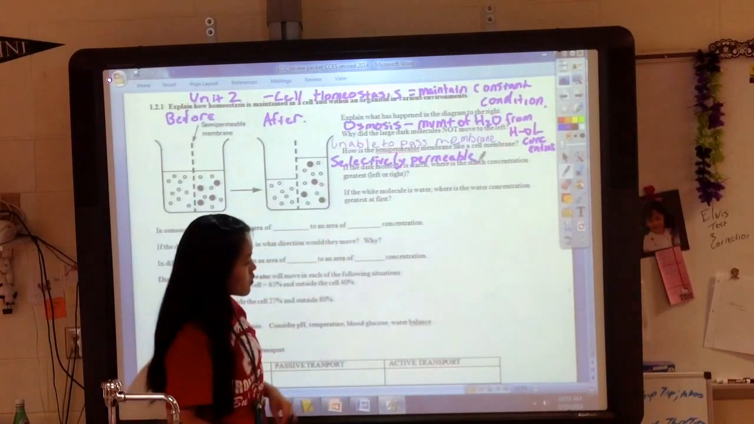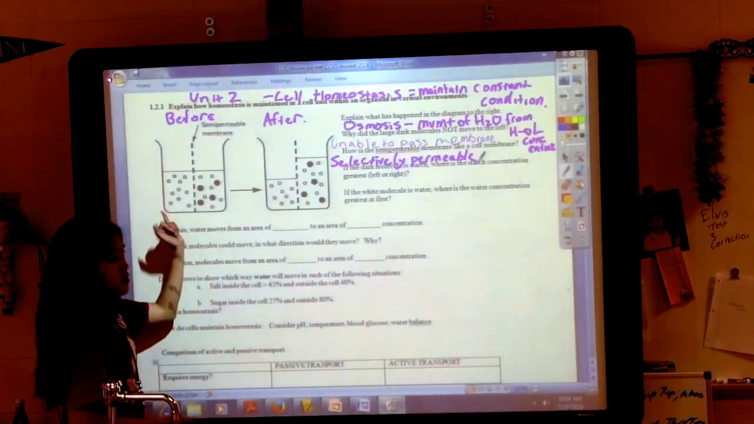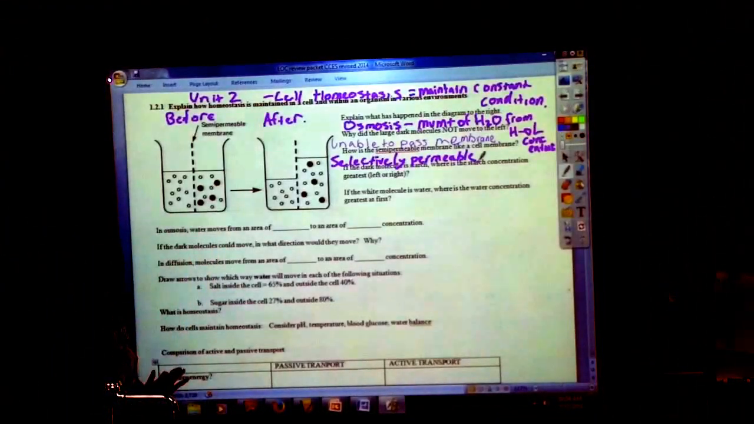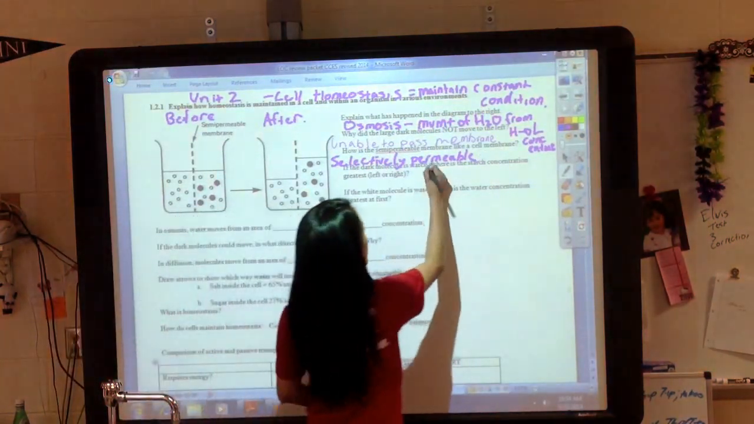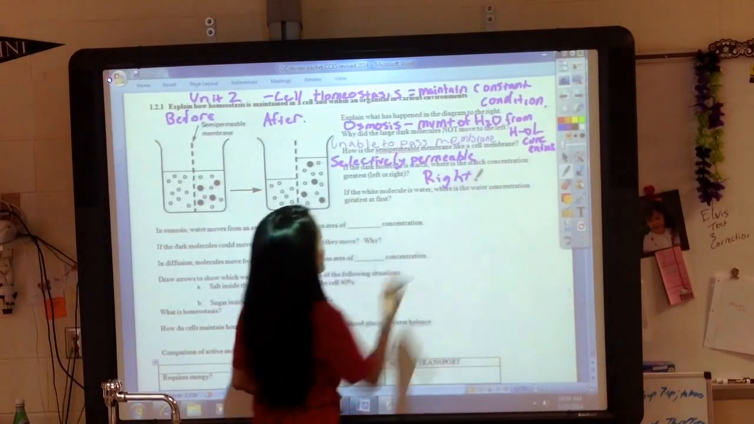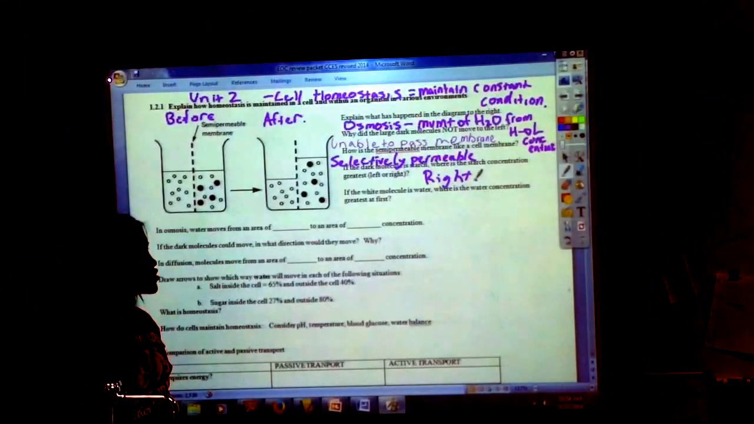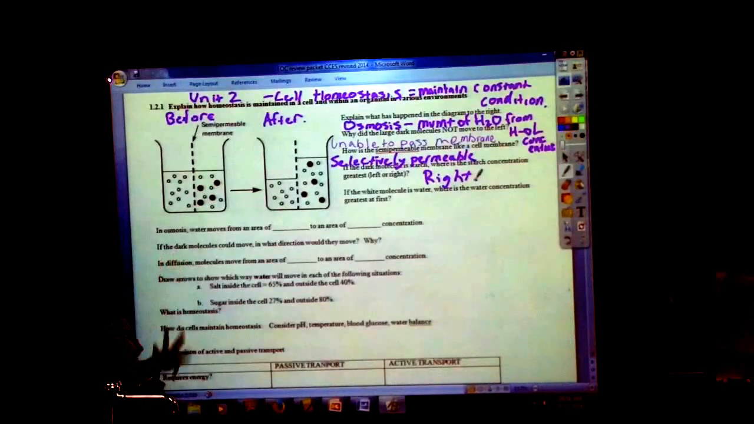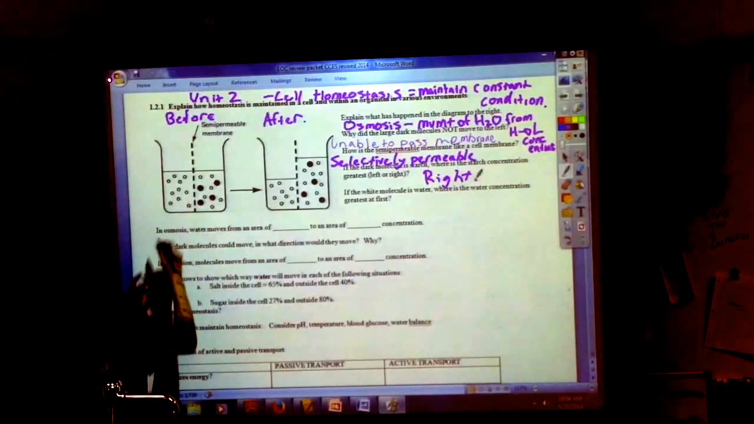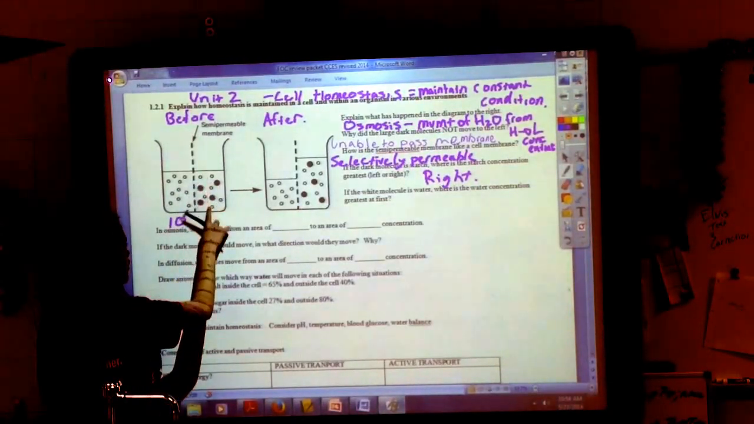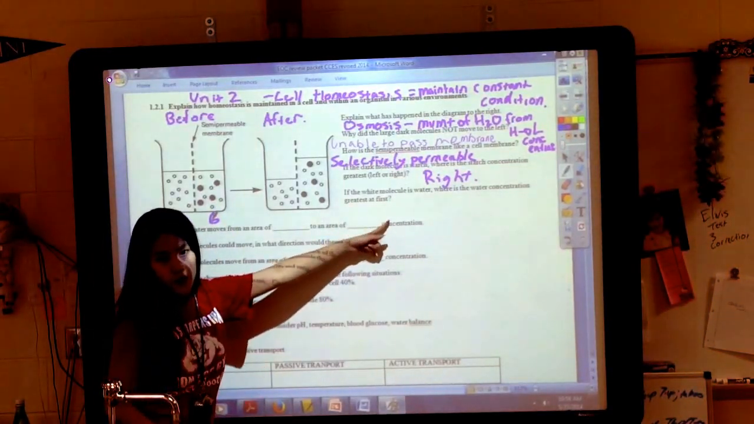And the next question, if the dark molecule is starch, where is the starch concentration greatest, on the left or on the right? And that works the same for both pictures. Higher concentration means you have more molecules there, and that would be on the right-hand side. If the white molecule is water, the clear molecules, where is the water concentration greatest at first? So here you can actually count those water molecules. 1, 2, 3, 4, 5, 6, 7, 8, 9, 10. Here you have 10 on this side, and you have 1, 2, 3, 4, 5, 6 on this side. So at first, where is it greatest? Write that in, left or right.